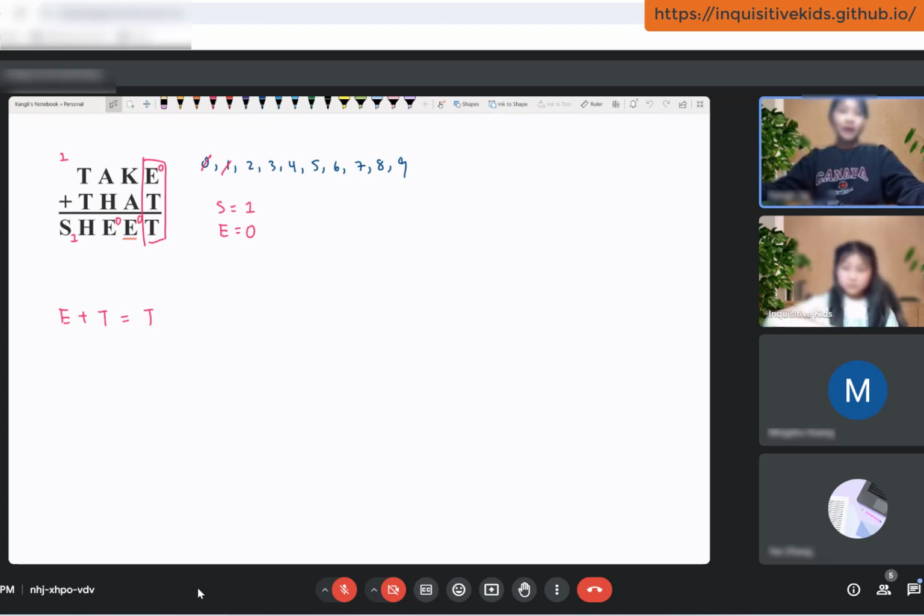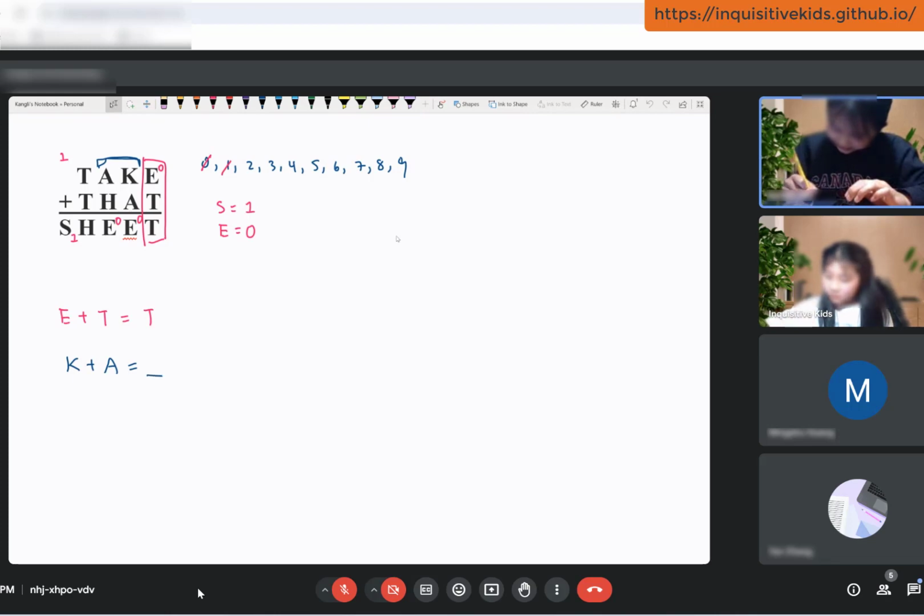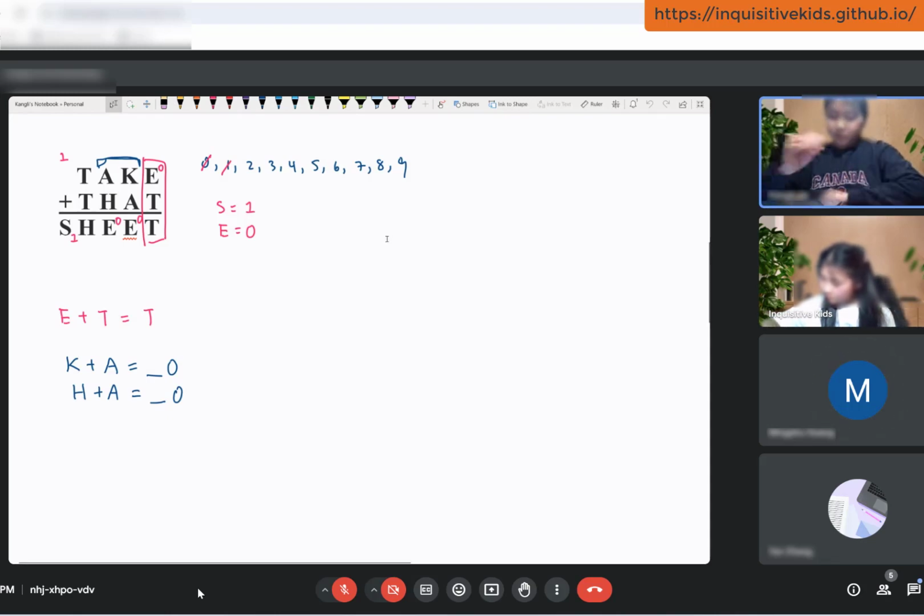And then we have to look in the hundreds and the tens place. When we compare them, we can see that K plus A in the tens place equals something that ends in a 0. And then in the hundreds place, we have A plus H, which also equals something that ends in a 0. Do you see that? Yes. Okay.